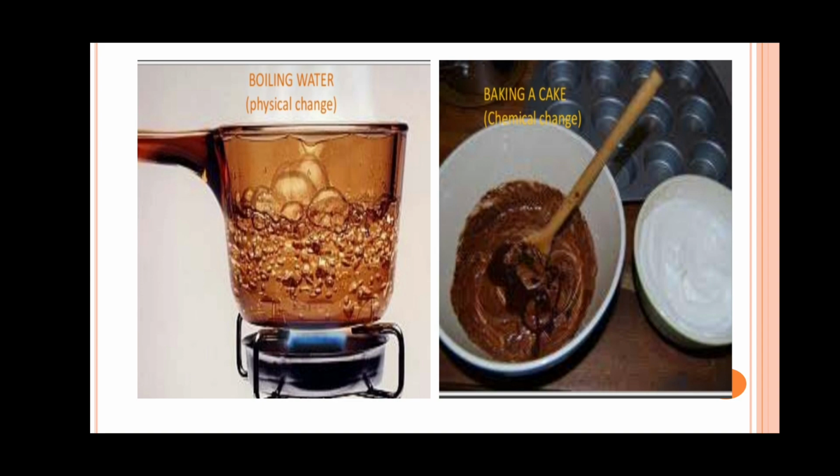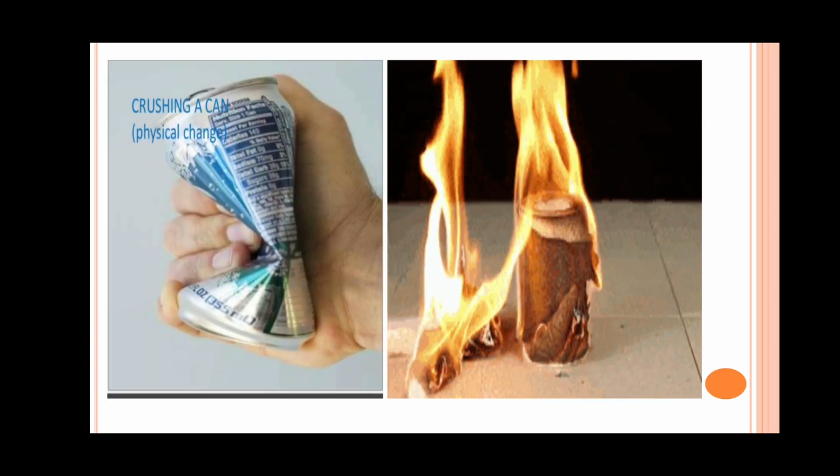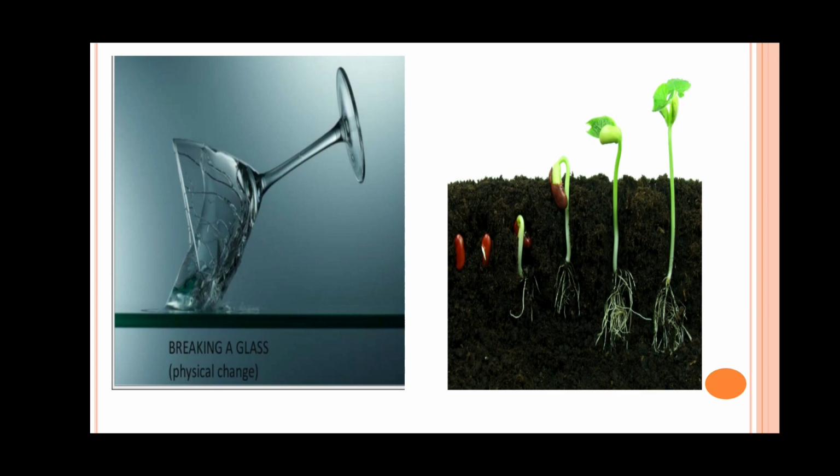These are certain examples. Boiling of water, baking of a cake is a chemical change. Crushing of a can is a physical change, whereas burning of paper is a chemical change. Breaking a glass is a physical change, and the germination of a seed is a chemical change.